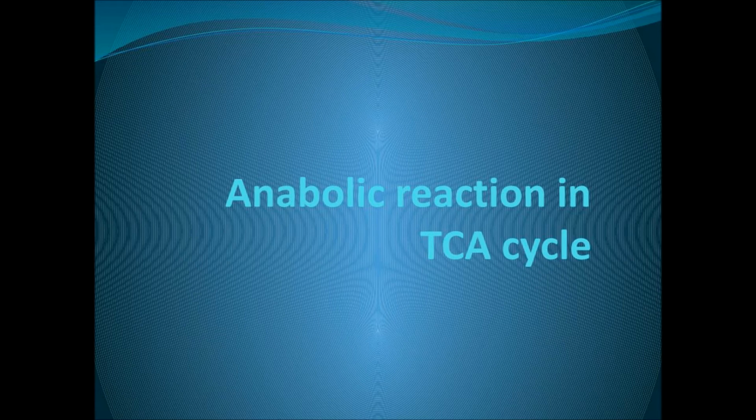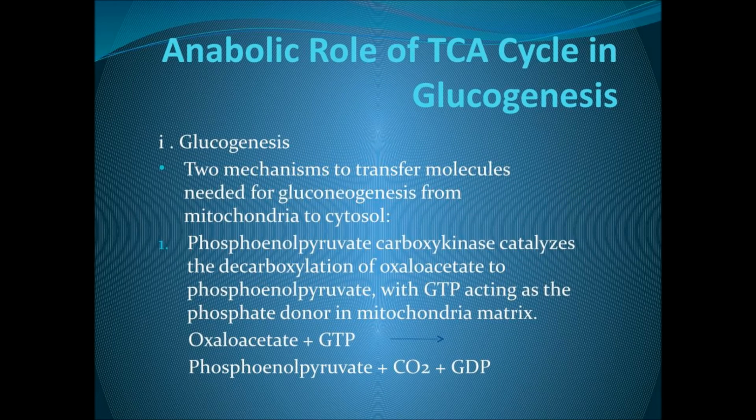What is an anabolic process? An anabolic process is a process that generates complex molecules from simple ones by using energy. For example, energy plus small molecules will produce complex molecules. As we know, the TCA cycle occurs in mitochondria while gluconeogenesis occurs in the cytosol. Now I will explain the intermediate reaction between these two cycles.